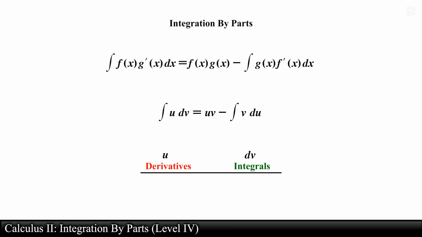Alright, in our next video, we will practice finding definite integrals that require the use of the integration by parts formula.